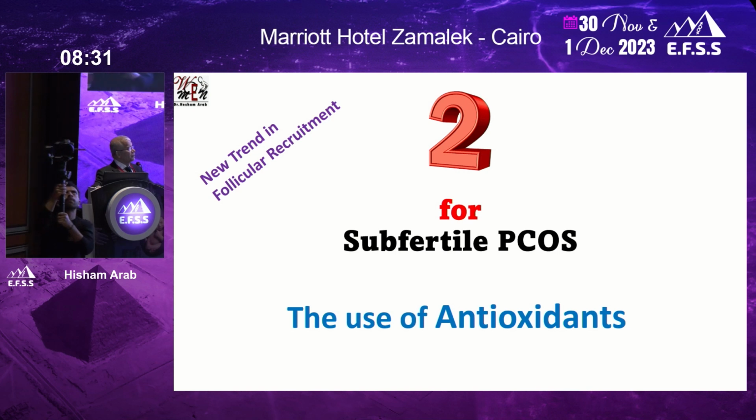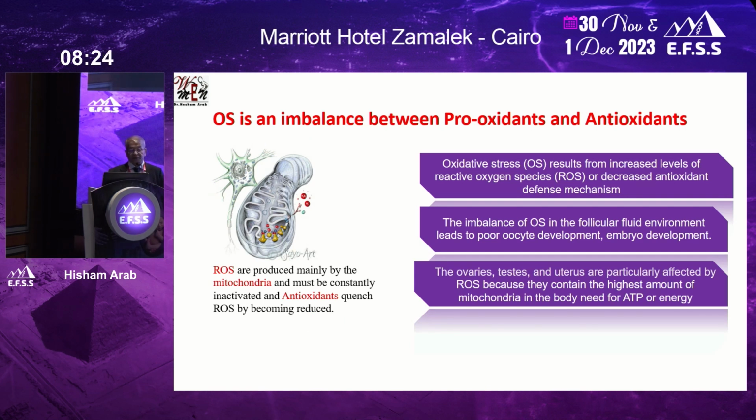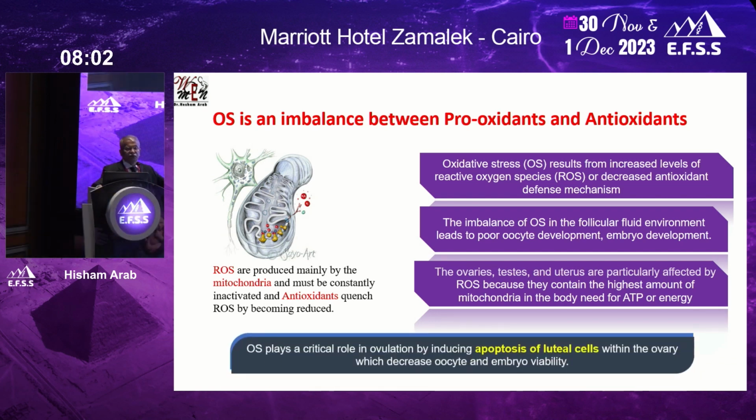The second point here discusses the subfertile PCOS patient, and what I'm going to discuss is the use of antioxidants. Now, we all know that oxidative stress is a balance between the reactive oxygen species and the antioxidant effect, the local one we have in our body. So to keep that balance, we have to get rid of those reactive oxygens by losing some ions from the antioxidants in order to keep that balance.